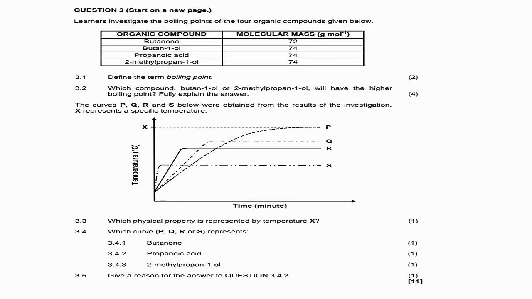Okay, so we have question 3 still on physical properties. It says, let us investigate the boiling point of the 4 organic compounds given below. We are given butanone, butan-1-ol, propanoic acid, and 2-methyl-propan-1-ol. They have a comparable molecular mass, because only the butanone has a slightly smaller molecular mass than the rest of them. Now 3.1 says define the term boiling point.